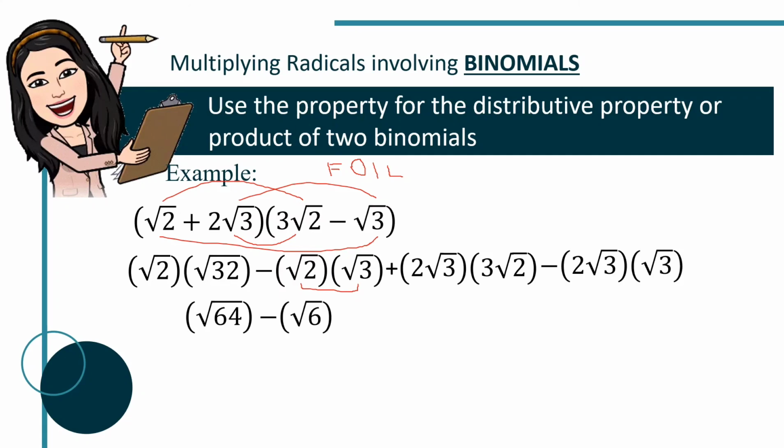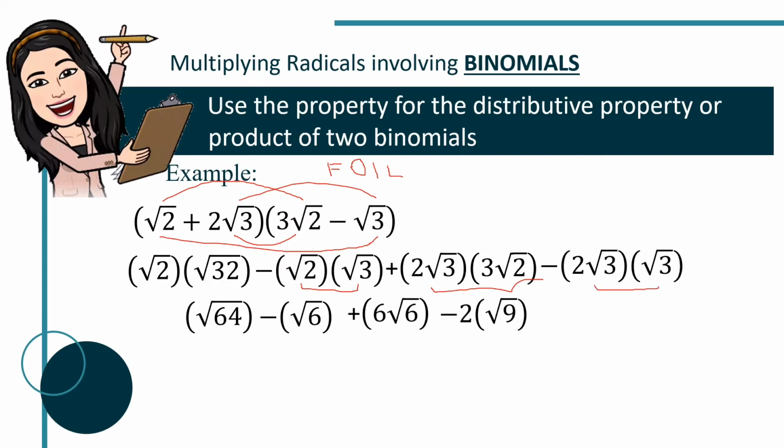Kopyahin lang ulit yung ating operations. Then, bring down yung positive. And then, 2 square root of 3 times 3 square root of 2. We have 2 times 3 is 6. Then, 3 times 2 is 6. Okay? Coefficient sa coefficient, radical sa radical. Next, we have negative. Kopyahin sa negative. Then, 2 times 1, we have 2. And then, 3 times 3, we have 9. Okay? So, sana nakuha ito.